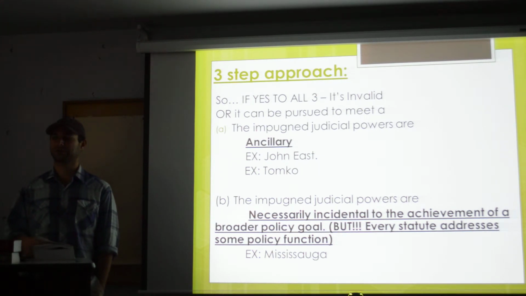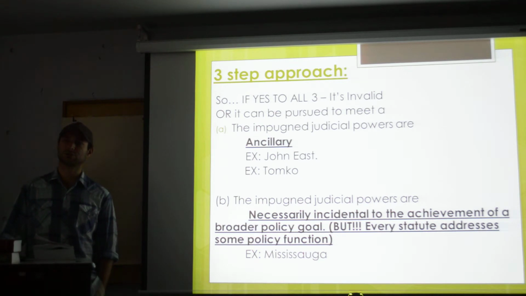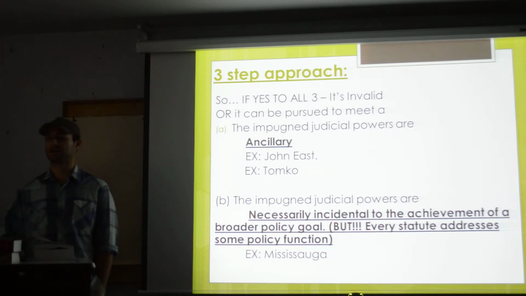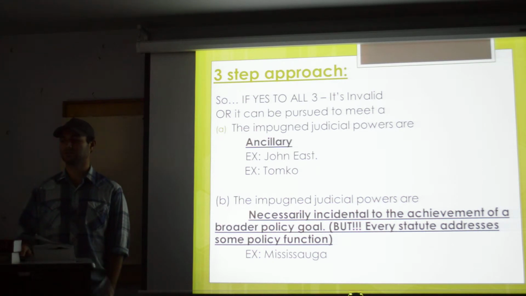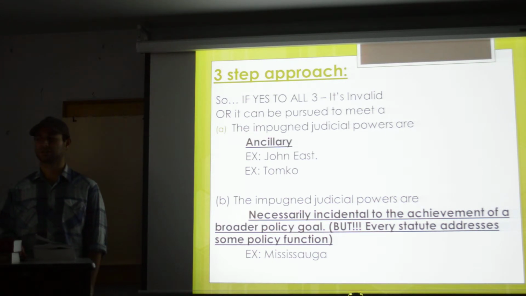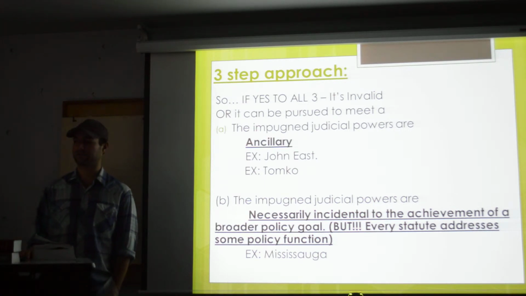It's invalid, or it can be pursued to meet a social policy goal. So it's possible that the judicial powers are ancillary, which I believe kind of brings us back to step 3, as was the case in John East and Tomko. Or it's also possible that the imputed judicial powers are necessarily incidental, as was the case in Mississauga, which we haven't covered yet.